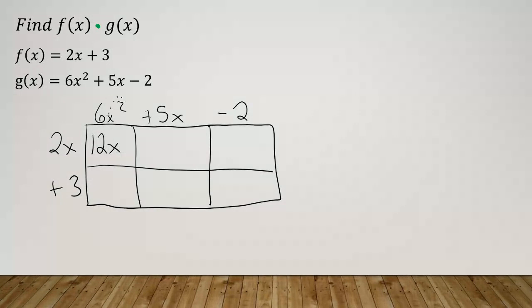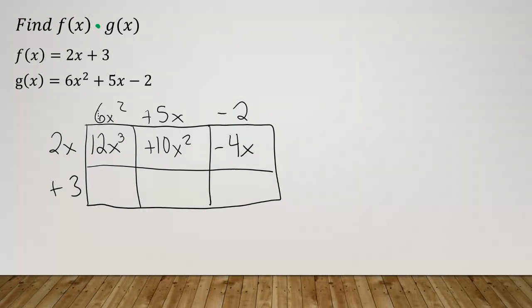And remember, this one has 2 x's, this one has 1 x, so it's going to be a total of 3 x's. And then 2x times 5x is going to be 10x squared, because there's an x here and an x here, makes it x squared. And then 2x times a negative 2, not minus 2, is going to be a negative 4x. So make sure you multiply those numbers, not subtract them.